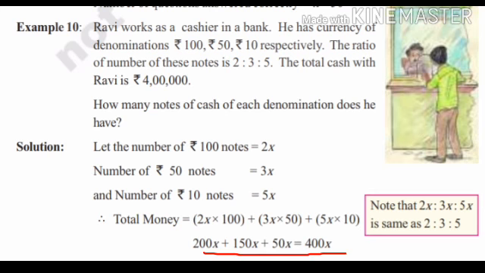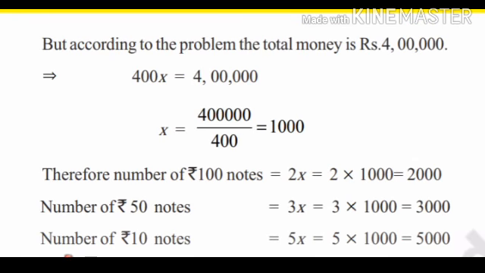200x plus 150x plus 50x, that is equal to 400x. But according to the problem, the total money is 4 lakh. Therefore 400x is equal to 4 lakh. Transposing 400 to the right side of the equation, x is equal to 4 lakh by 400. Here 4 lakh divided by 400, we get 1000.